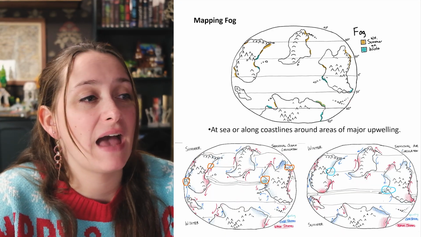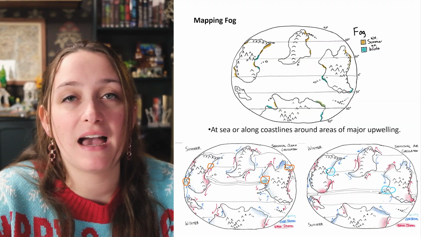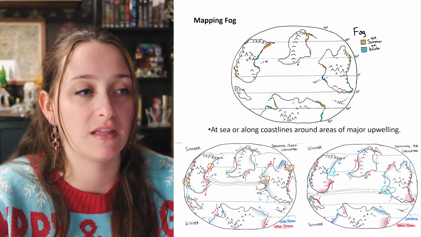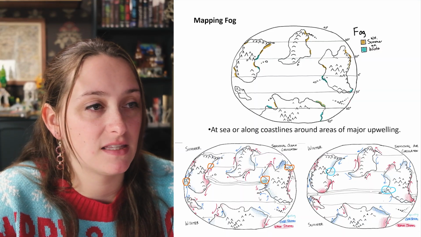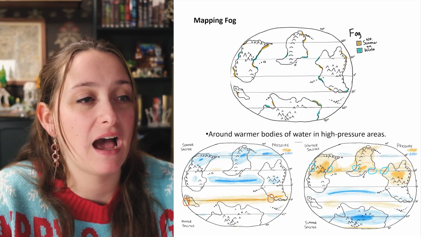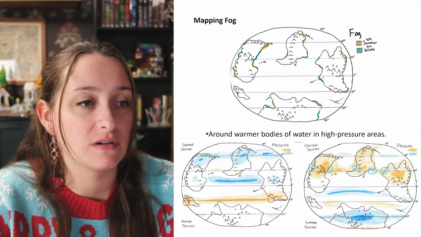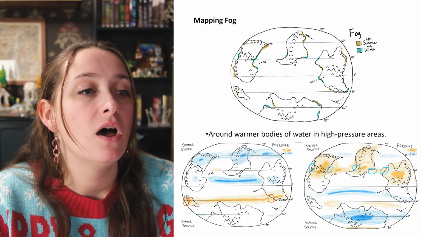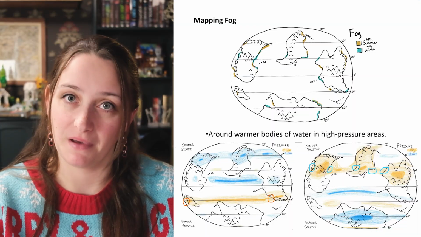So next we have at sea or along coastlines with areas of major upwelling. And you can see I have both of these ocean circulation maps down here at the bottom. I've circled the areas of upwelling for each season, and you have those added to the maps up above. And then you have around warmer bodies of water in high pressure areas. So I have my atmospheric pressure maps, and you can see in these high pressure areas where they're the most concentrated. Along the coast, I have them circled and then added to the map up above.